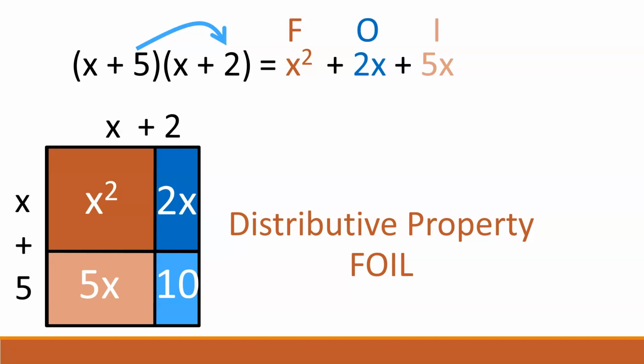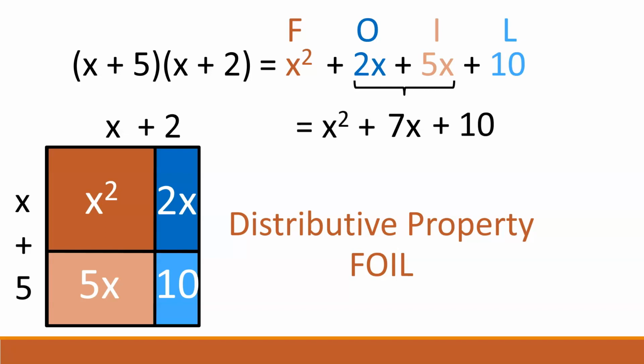Now what you'll find is that quite often, those outer and inner terms are like terms. They have the same variable raised to the same power. And in that case, you can combine those like terms. So 2x plus 5x is 7x. So that means our final answer, our final product, is x squared plus 7x plus 10.